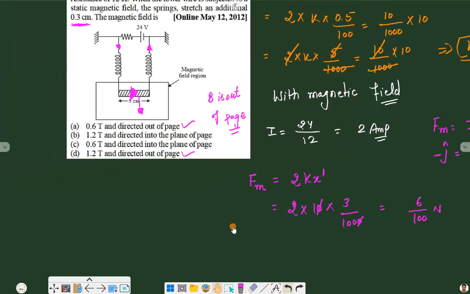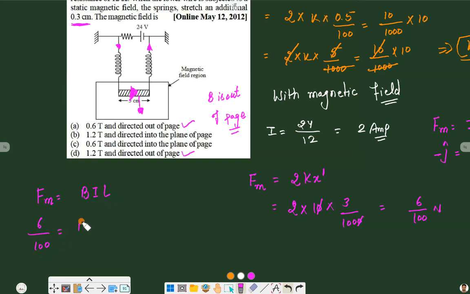Now using this, as we already know that magnetic force in magnitude should be BIL, and it is 6 by 100. B we don't know, the value of I is 2 ampere, and the length of this conductor is 5 centimeter. So 5 by 100. And using this, we can say the magnetic field is 6 by 10 or 0.6 Tesla, and out of page. So option A will be the right answer here. Moving to the next question.